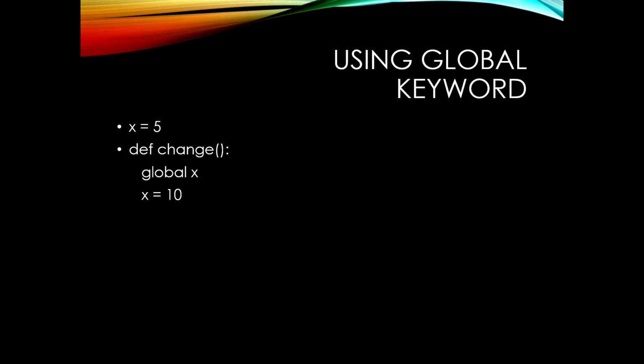Next, if you want to modify a global variable inside a function, use global. Say for example, x equals 5. Let's create a function change. Mention here global x. Now change the value to 10. x equals 10. This changes the value of the global x to 10.